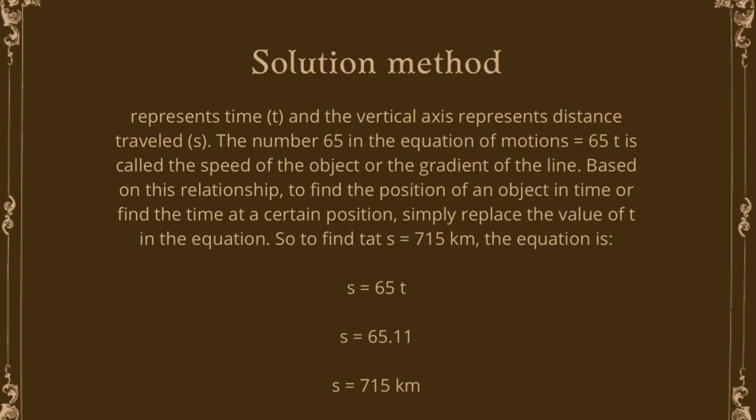So to find that S equals 715 kilometers, the equation is S equals 65T, so T equals 715 divided by 65, which is 11 hours, and then S equals 65 times 11, which is 715 kilometers.